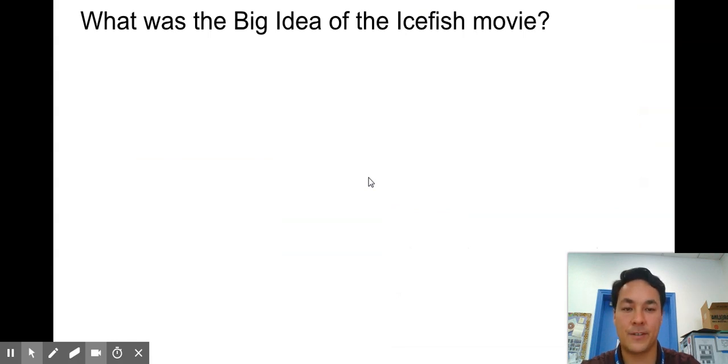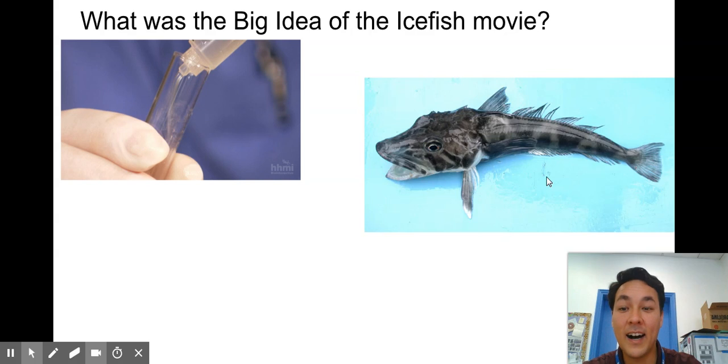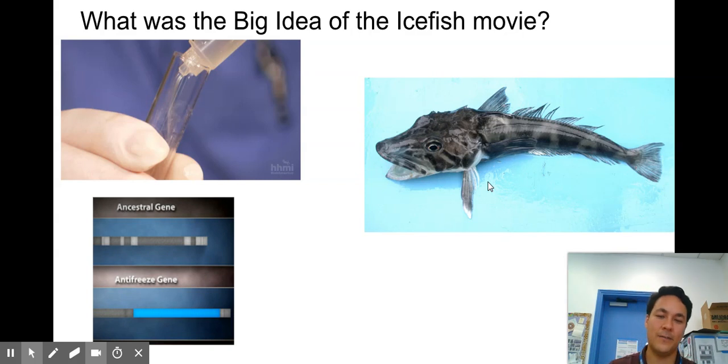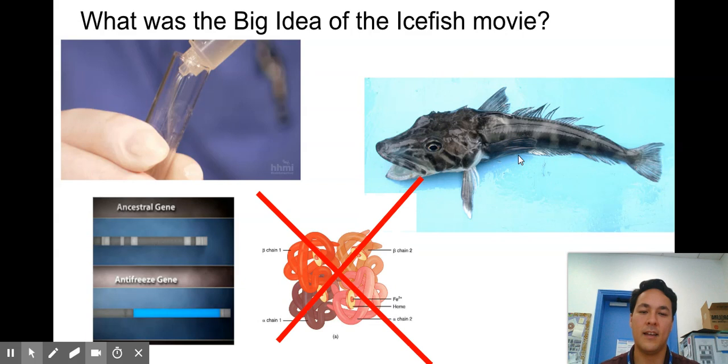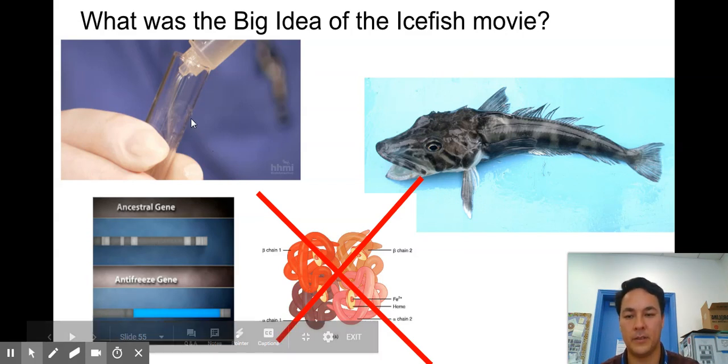How about the ice fish movie? Do you remember the ice fish? Woo! They sure do look funny, huh? Right, and so we compared that to a cod, and the ice fish had clear blood. Oh my goodness, what's going on there? So what did you get out of it? Hopefully you got that evolution can be both the addition of genes and the loss of genes. They lost the gene for making hemoglobin, and their blood became clear.